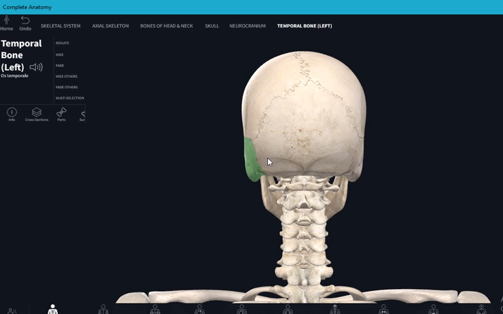Now, seeing on the posterior view of the skull, we can realize that the occipital bone has some features. Here you can see the superior nuchal line, here you can see the inferior nuchal line, and here you can see the external occipital crest. The external occipital crest is a line which joins both nuchal lines, the superior and inferior one. You see that there's a line that joins the two, and this is the external occipital crest.